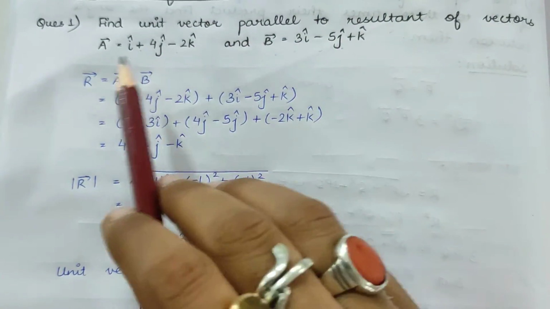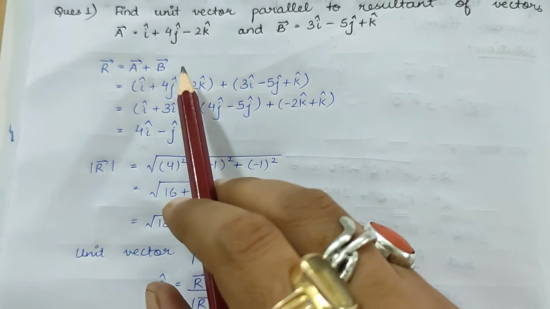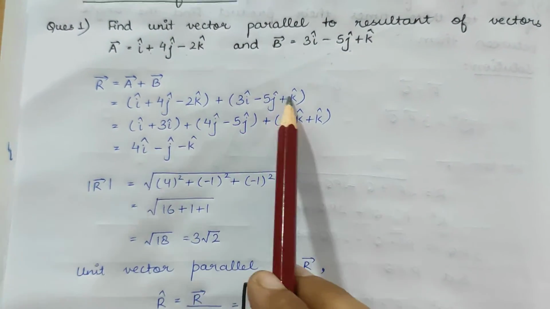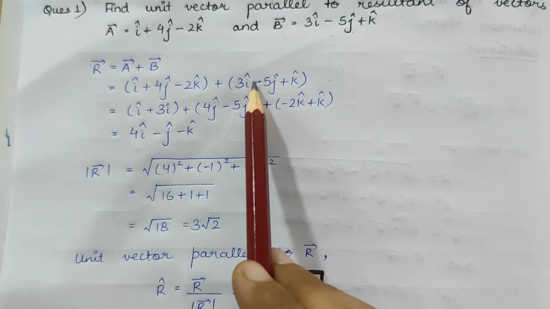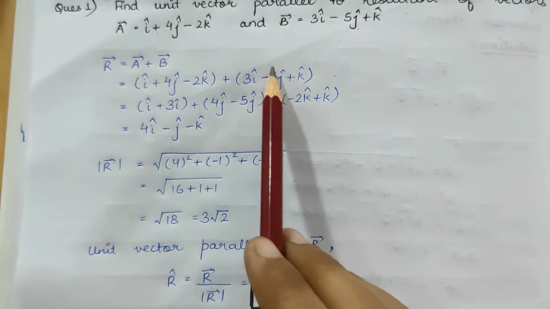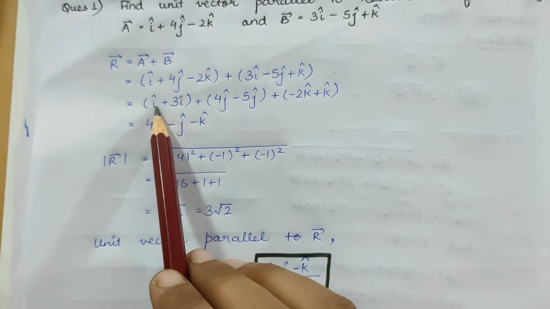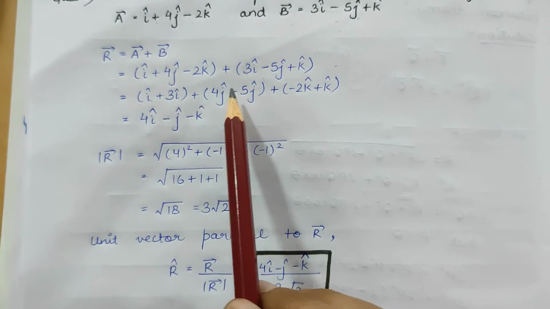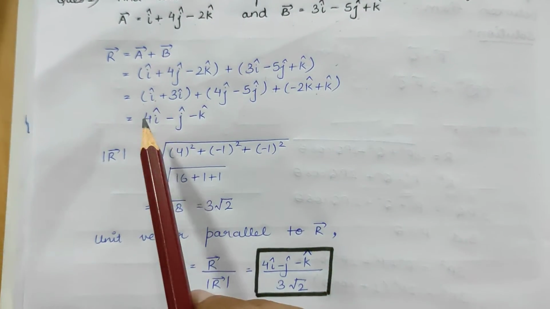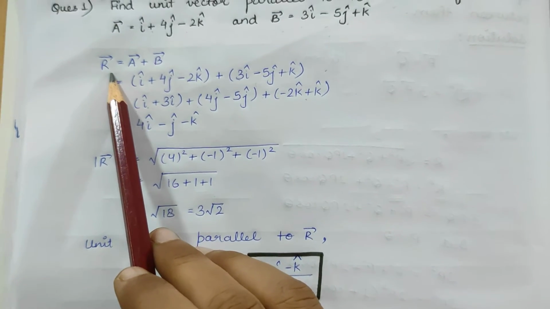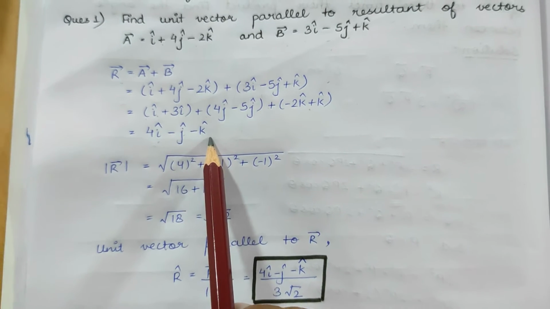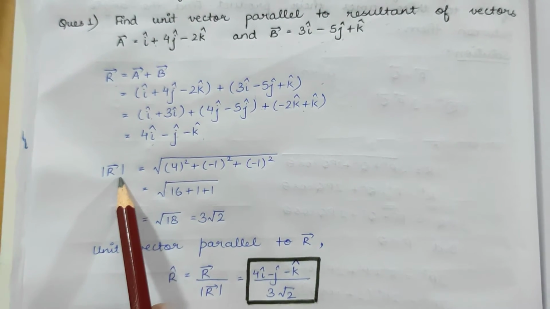So what will be the resultant of these two vectors? It will be the addition of these two vectors. We will add the similar components together, like the components of i cap together, j cap together, and k cap together. On solving that, we got the resultant vector R as 4i cap minus j cap minus k cap. Now we will find the magnitude of this.